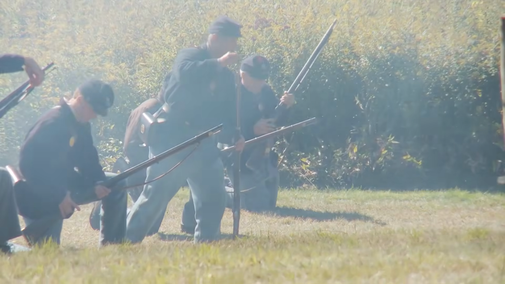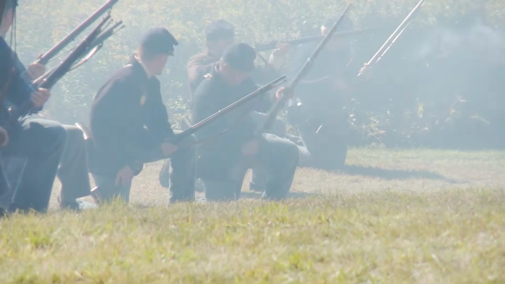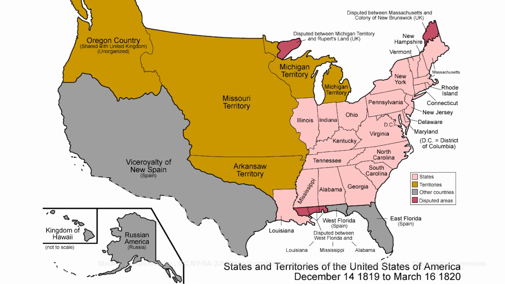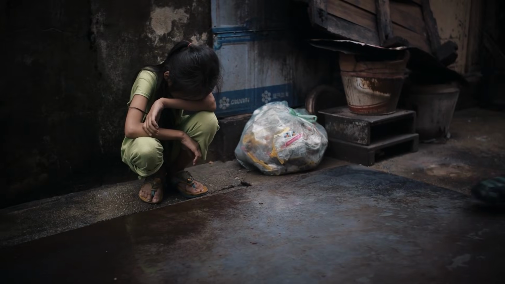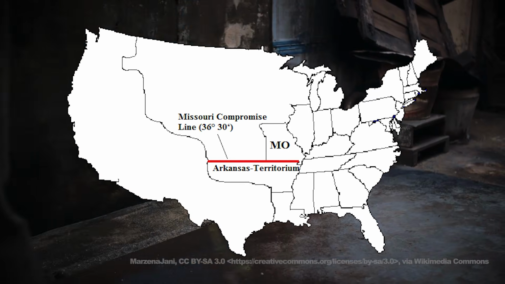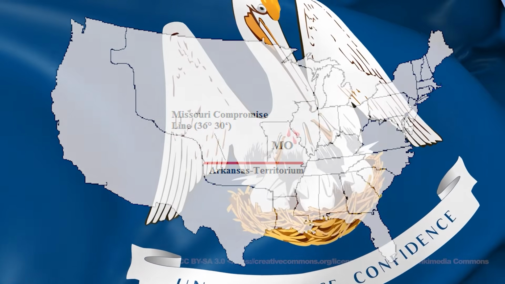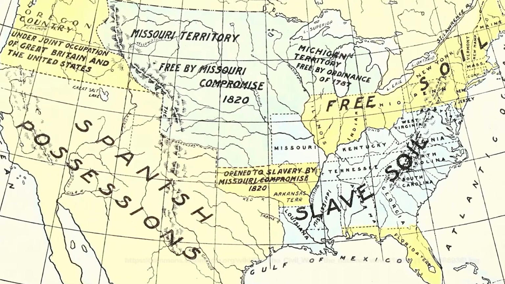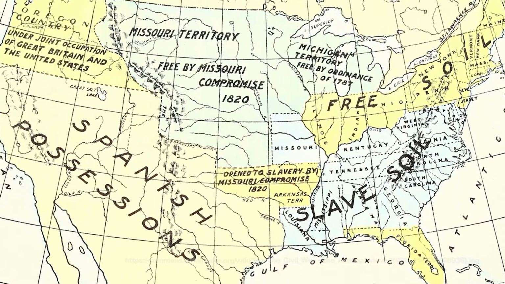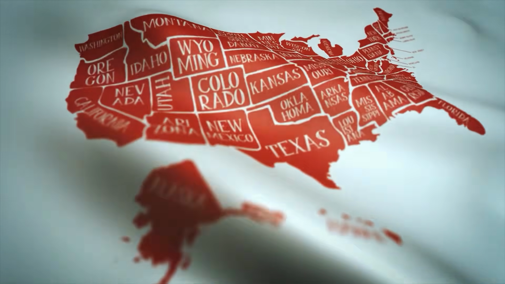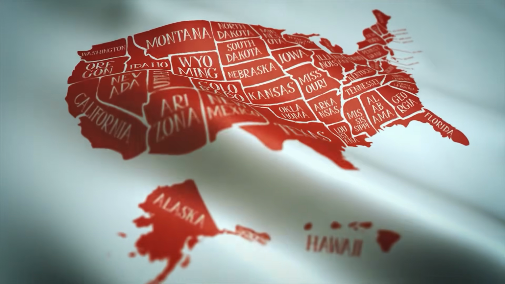The key provisions of the Missouri Compromise were as follows. Missouri would be admitted to the Union as a slave state. Maine, formerly a part of Massachusetts, would be admitted as a free state. Slavery would be prohibited in any new territories formed north of the parallel 36°30′ in the Louisiana Territory, excluding Missouri. The third provision, known as the 36°30′ line, was especially significant, as it aimed to maintain a balance between free and slave states as the nation expanded westward.